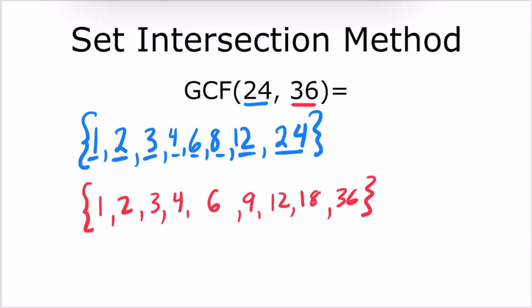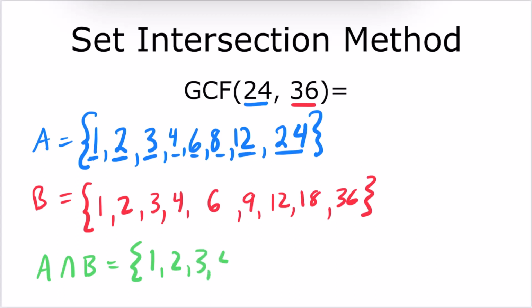This blue set is the set of all of the factors of 24. The red set is the set of all the factors of 36. If I look at the intersection of these two sets, let's say I call this set A and this set B, remember the intersection is basically the overlap between the two sets. The overlap would be 1, 2, 3, 4, 6, and 12, because those are the numbers that are in both set A and set B.